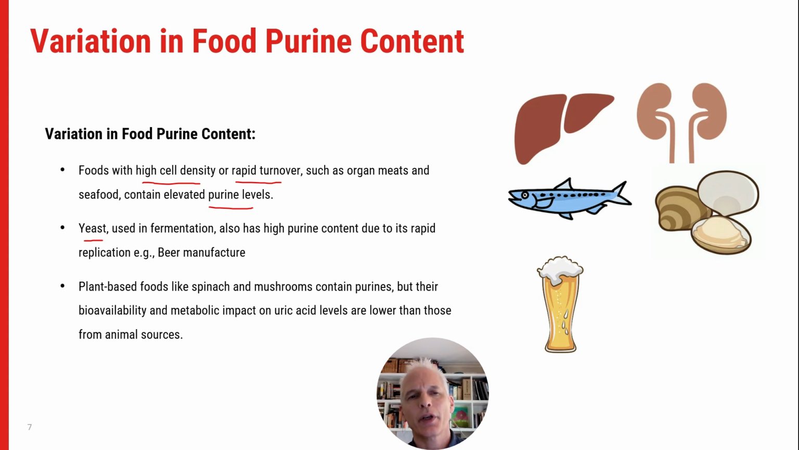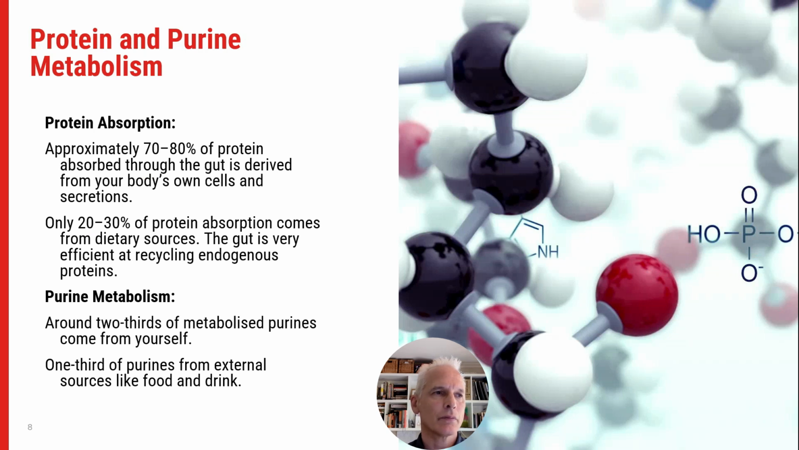So typically, if we're going to develop gout, if it is related to food, and it's becoming less and less related to food these days because of our improved knowledge of genetics, it's going to come from these types of foods. So I just find it interesting to talk about protein and purine metabolism.